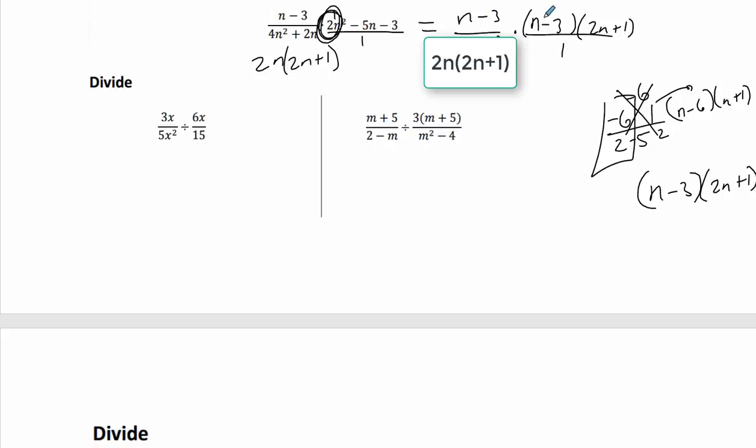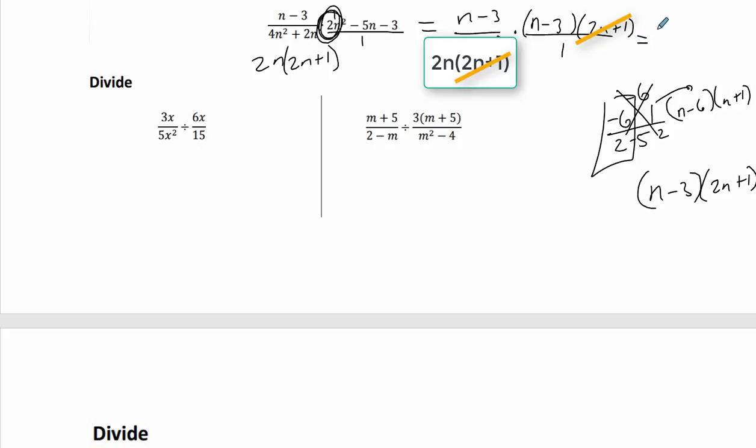Yes, there's two n minus 3s, but they're horizontal. I can't cross them out because they're right next to each other. Now, if you look at the 2n plus 1s on the top and bottom there, I can cross those out. So that's what I did there.